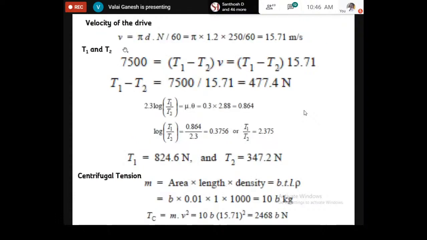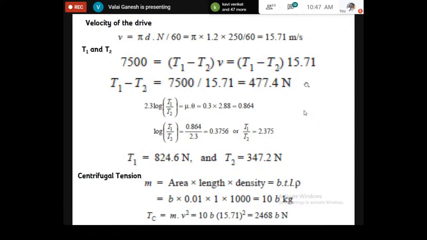First and foremost, we need to find out the velocity. Velocity equal to pi d n by 60. Since diameter and speed are given in the problem, velocity is 15.71 meter per second. Power equal to T1 minus T2 into V. Power equal to 7500, which is equal to T1 minus T2 into V. V is 15.71. Applying this, you can find T1 minus T2 equal to 477.4 Newton.